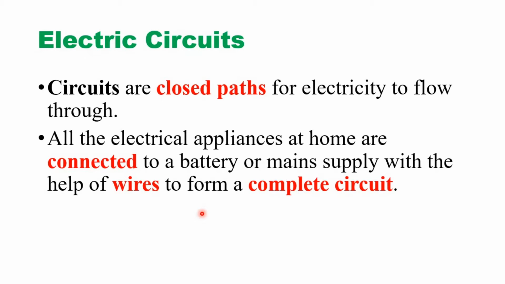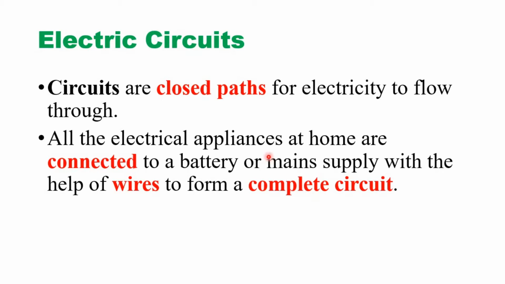So firstly, let me discuss the electric circuit. Circuits are closed paths for electricity to flow through. It is the closed path where the electricity can flow. All the electrical appliances at home are connected to a battery or a main supply with the help of wires to form a complete circuit.